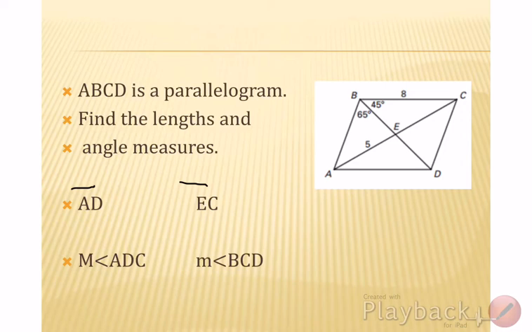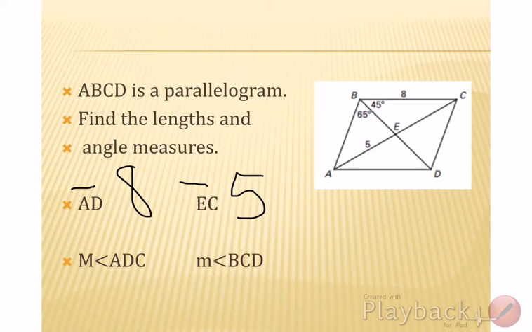This is a parallelogram. Find the lengths and angle measures. The length from A to D, we look across to the opposite side, which is congruent. AD is 8. What is E to C? Because diagonals bisect, it will be 5. We have 8, we have 5.